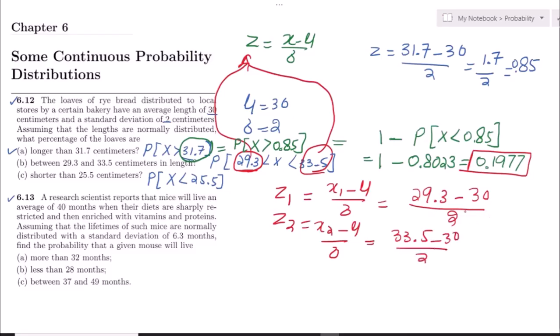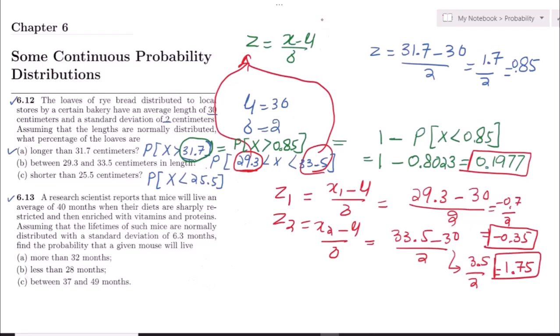Here we will get minus 0.7 divided by 2, so this is minus 0.35. This is for Z1, and for Z2 we will have 3.5 divided by 2, so it would be 1.75. This is for Z2. So therefore, this formula would become what?